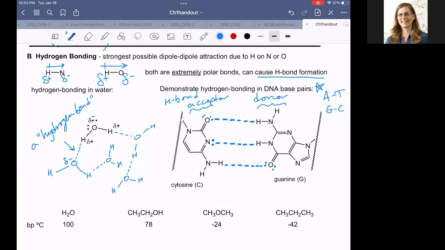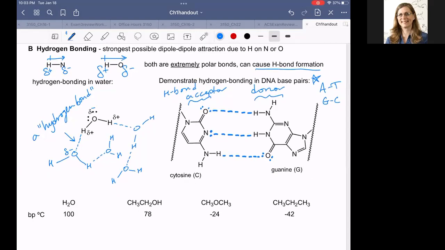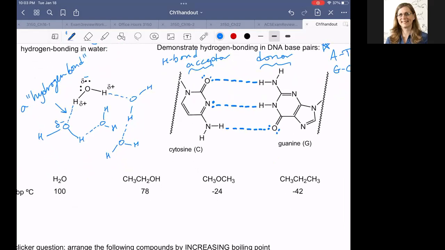Okay, so what effect does it have on boiling points? Let's look at some data here. Let's look at these four compounds, with very dramatically different boiling points. Water has an exceptionally high boiling point for such a small molecule. And again, that's because it has extensive hydrogen bonding, because all it has are these very, very polar OH groups.